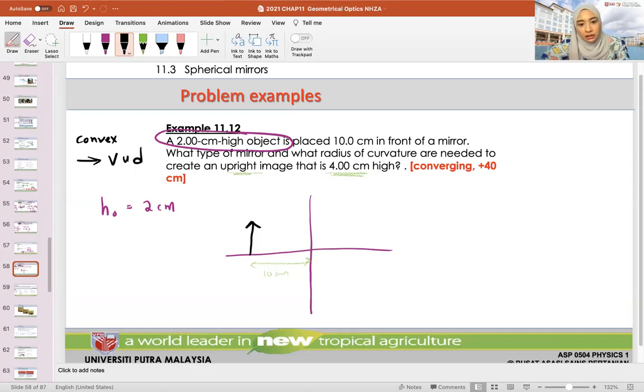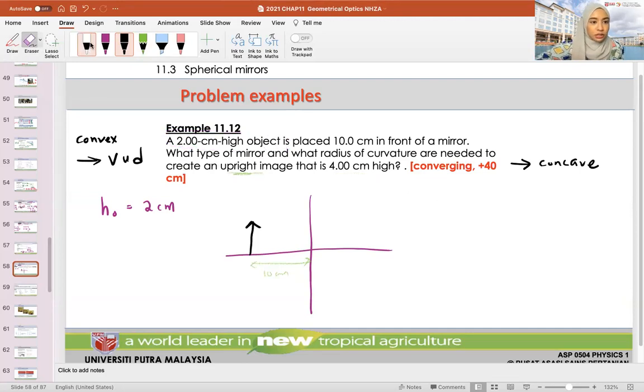This guy is telling us the image is 4 centimeter. Object pula 2. This is magnification. Magnification will not ever happen for a convex. We already know it's a converging mirror ataupun concave. So our answer right off the bat should be concave. If this is not obvious enough for you, kita buat equation lah. So memang kena buatkan equation pun.